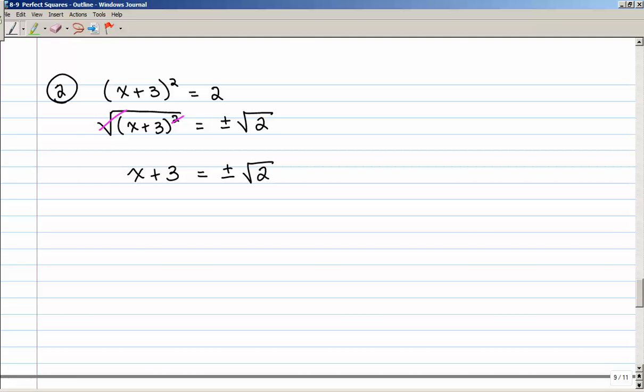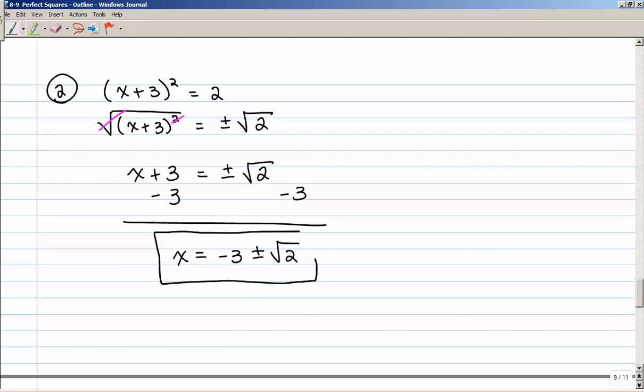But this isn't my final answer because I don't want to know what x plus 3 is. I want to know what x is. So I'll subtract 3 from both sides. So x equals, and now this minus 3, so we don't get confused as to whether or not it's under the radical sign, we're going to put that out front. So negative 3 plus or minus the square root of 2. Now that's a funny looking answer, but it's perfectly correct. And remember, that means it's actually two numbers. x is equal to negative 3 plus the square root of 2, and x is equal to negative 3 minus the square root of 2.